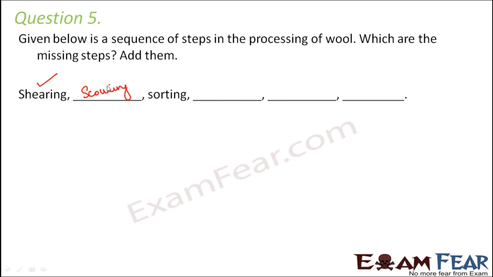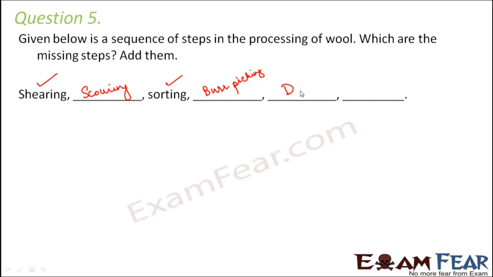That is called scouring. Now once it is cleaned properly, it needs to be sorted so that different types and textures of wool are separated from each other. Next is burr picking. Now in burr picking, what happens? The burrs which are present in the wool make its texture rough. So those burrs are found, and then the wool is scoured and heated again so that the burrs can be removed and the wool can have a smooth texture.